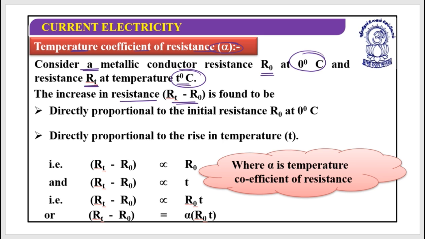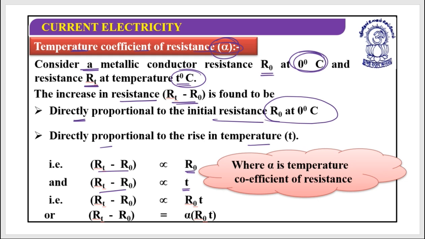Look at this, it is T degree Celsius and initially it was 0 degree Celsius. So what I know is that resistance is directly proportional to the initial resistance R0 at 0 degree Celsius. I am talking about the alpha, and it is also directly proportional to the rise in the temperature T. So RT minus R0 is directly proportional to R0. Even RT minus R0 is directly proportional to T.